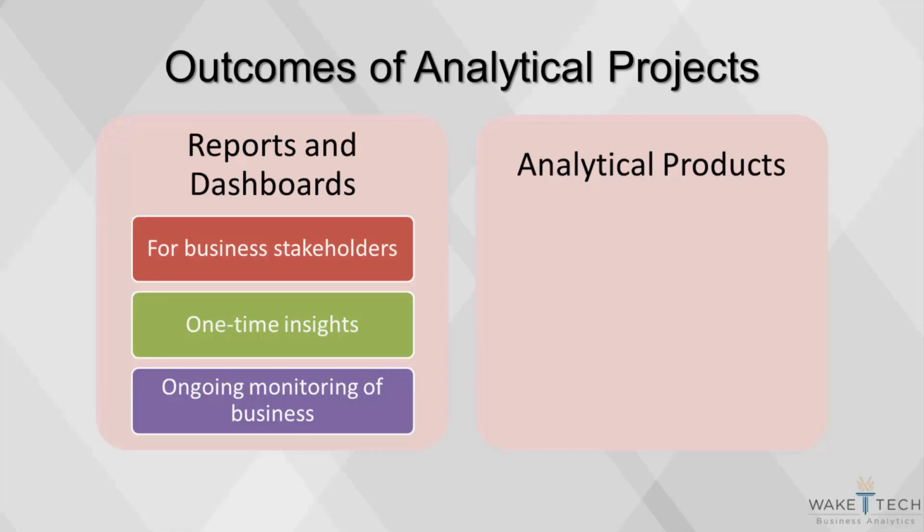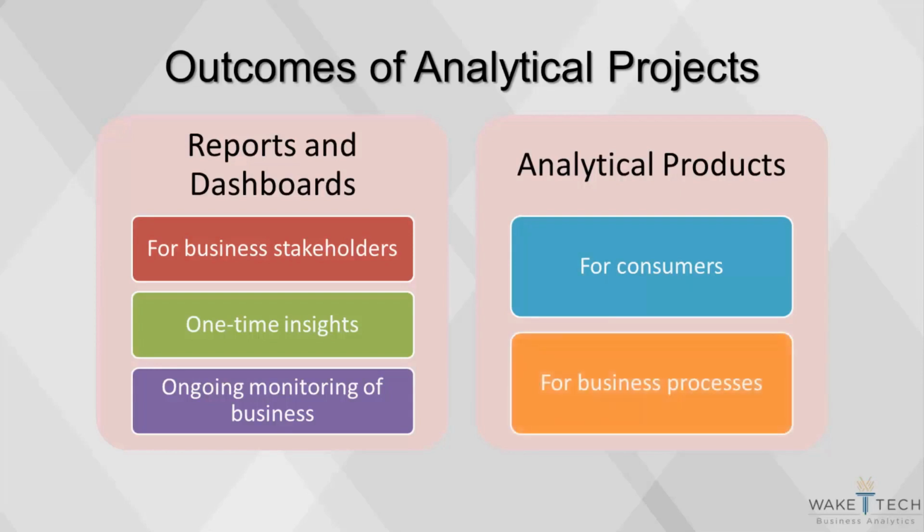This can take the form of features that offer a better experience for consumers. For instance, Amazon has an automated algorithm that determines products you might like to buy. Analytical products can also be built to make internal business processes more efficient. An example of this is how credit card companies test every transaction for the probability of fraud.